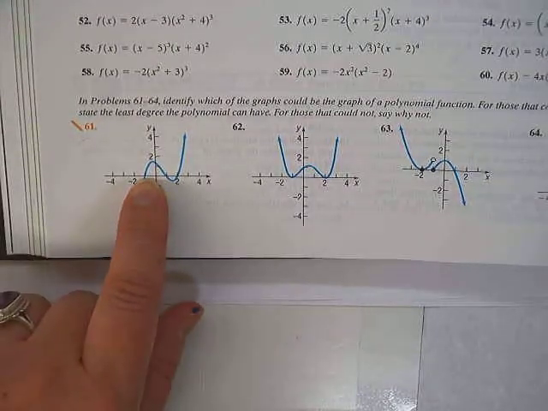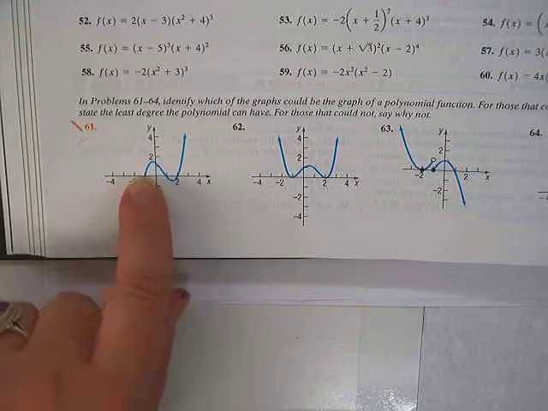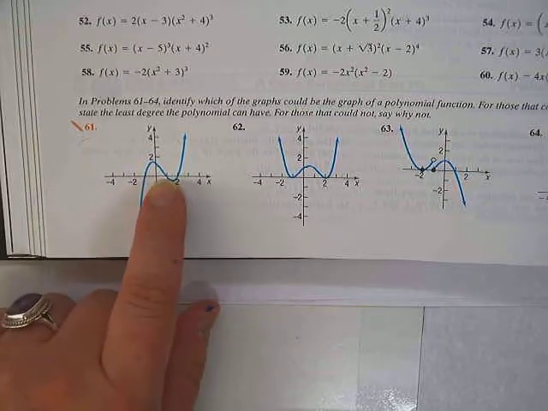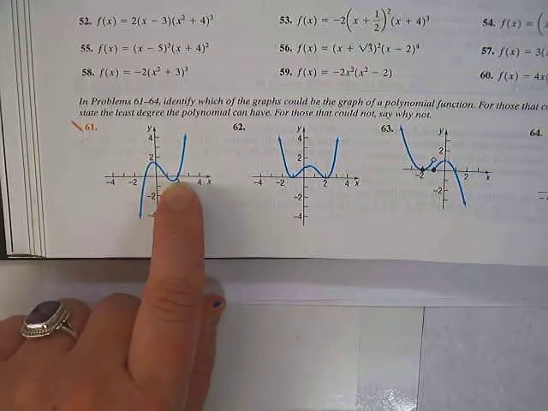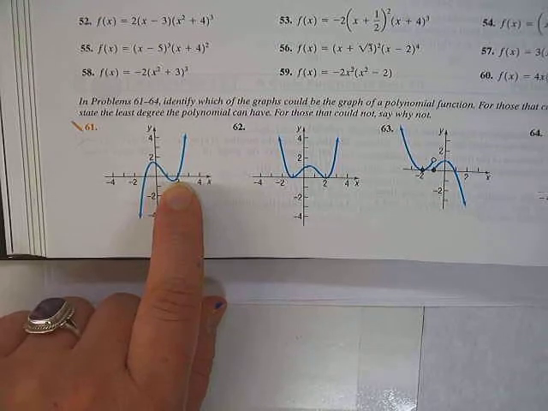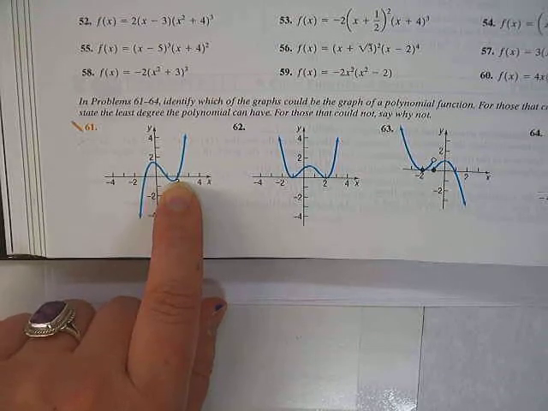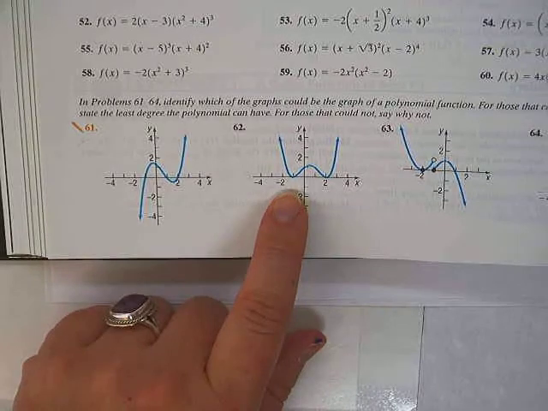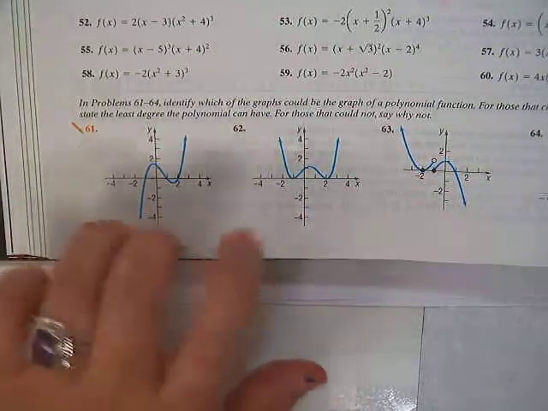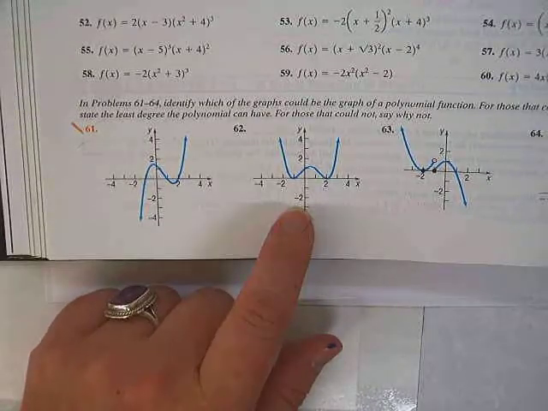The zeros are right where it crosses the x-axis, so there's a 0 at -1, there's a 0 at +1, and a 0 at +2. I think that's the entire problem. So let's go ahead and do 62 though too, even though it might not have been on your assignment. I just want to see the difference between these two.